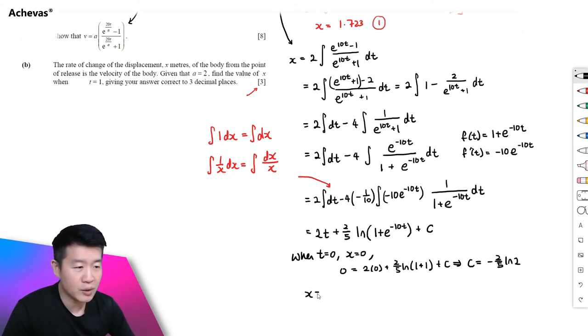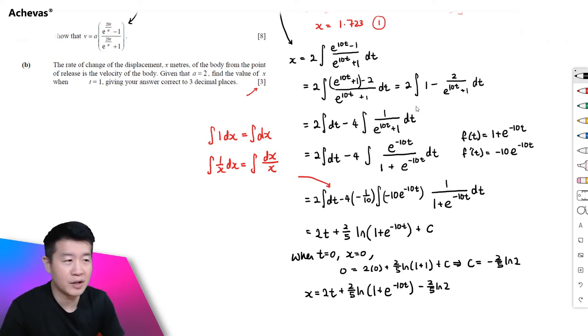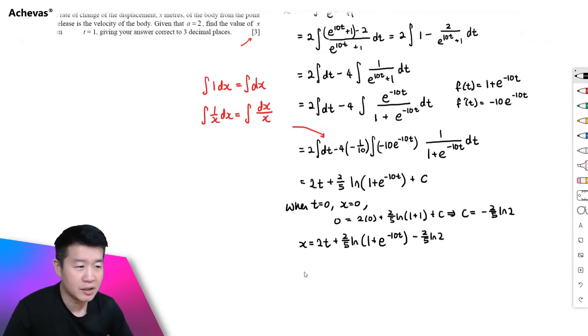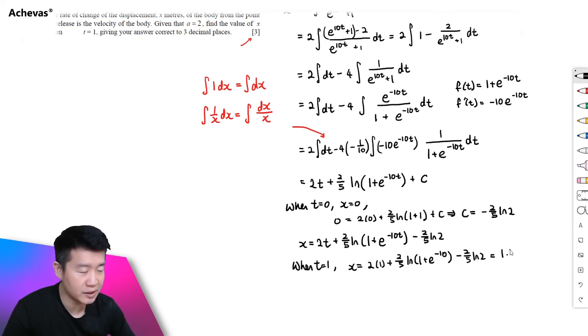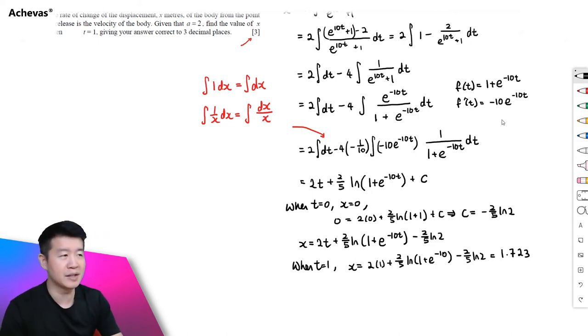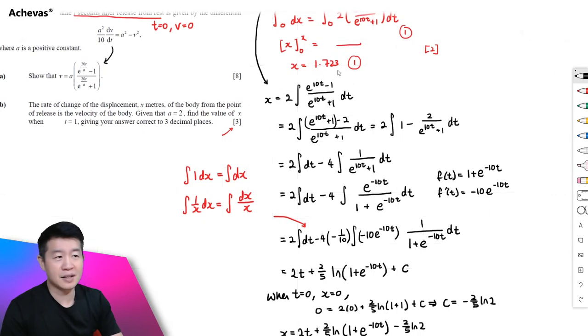So I know the full equation for x in terms of t, that is 2t plus 2 over 5 ln 1 plus e to the power of minus 10t, then minus 2 over 5 ln 2. And we are supposed to find the value of x when t is equal to 1. So when t is equal to 1, x will be 2 over 5 ln of 1 plus e to the power of minus 10, minus 2 over 5 ln 2. Pressing this into the calculator, I get 1.72323 to decimal places, which is actually exactly the same as this.